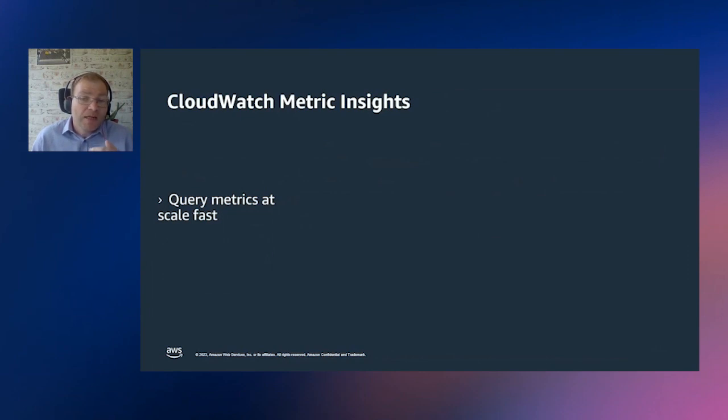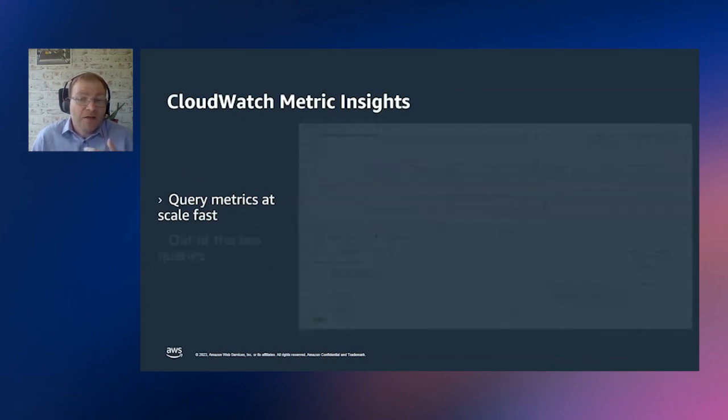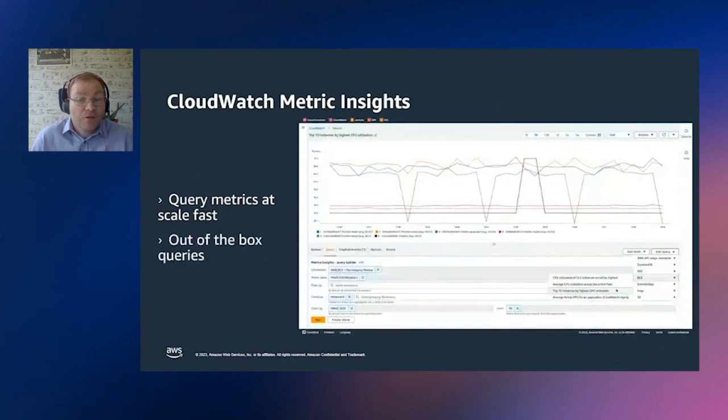And when you open the CloudWatch console, you can choose from a variety of pre-built queries, or you can run your own. So if I take EC2 as an example, say you have 100 or 1,000 EC2 instances running. You open Metrics Insights, you pick EC2, and on the right-hand side, you can see example queries like top 10 instances by CPU utilization.